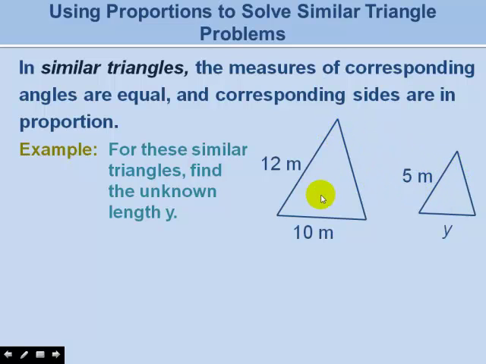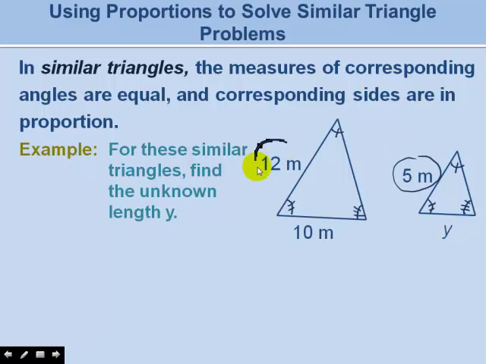But these two are meant to be similar triangles. So that means that this angle here would be equal to this angle. So the corresponding angles are equal here. These two angles are equal, and these two angles are equal. That's what tells us that they're similar triangles. So if we know that they're similar, then their corresponding sides have to be in proportion.